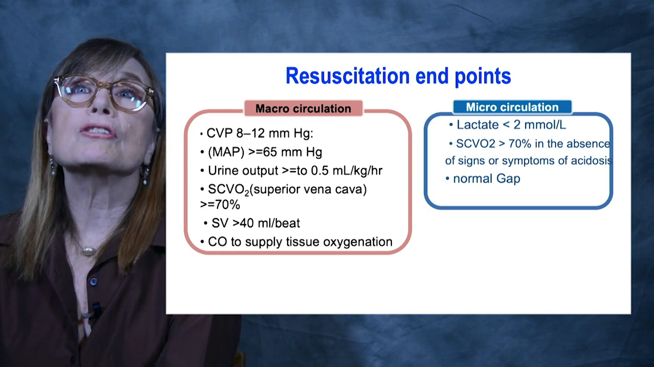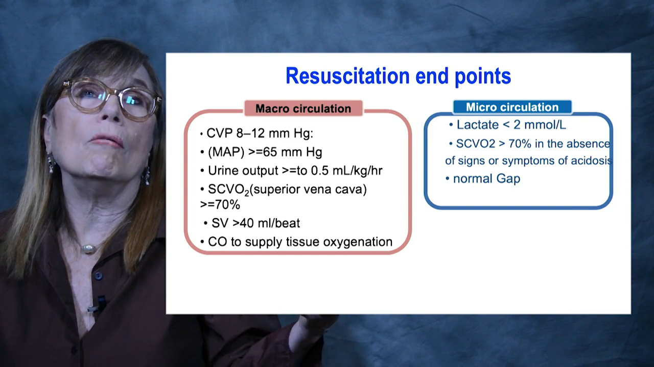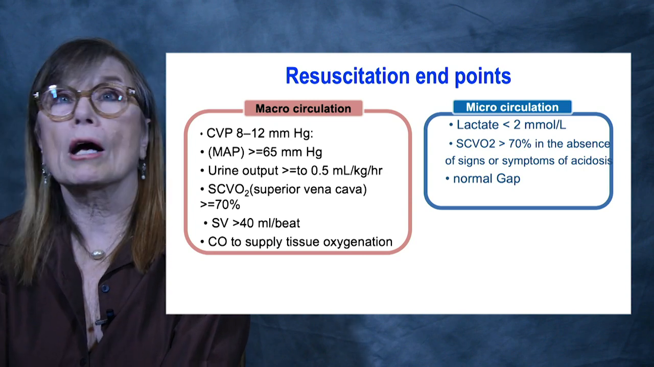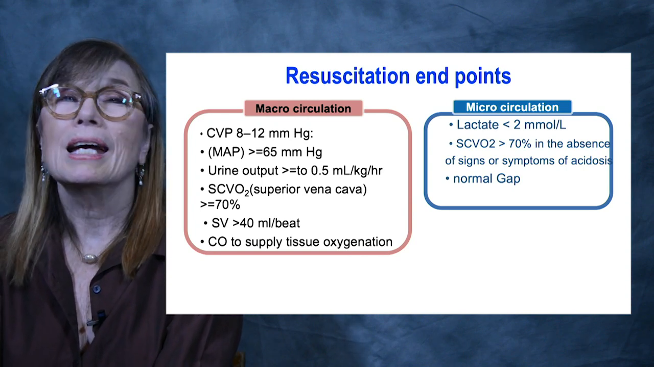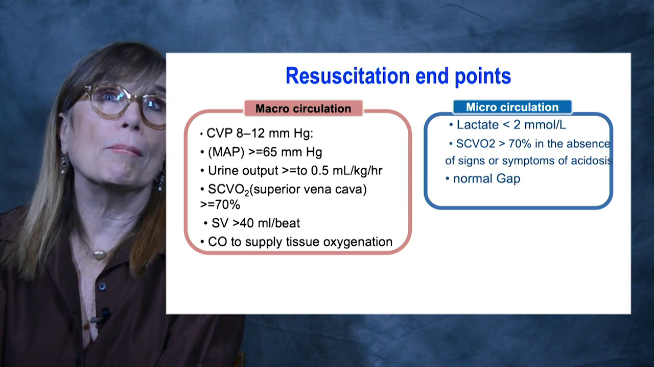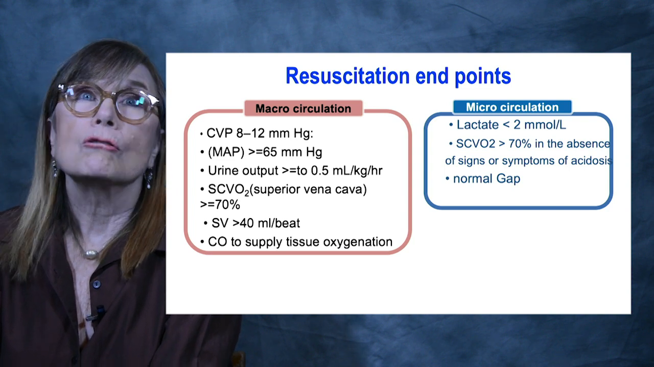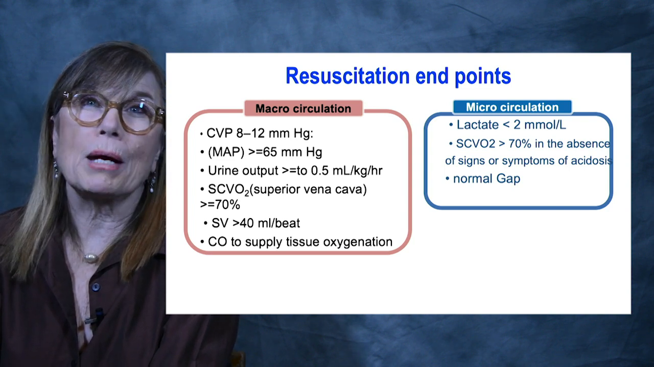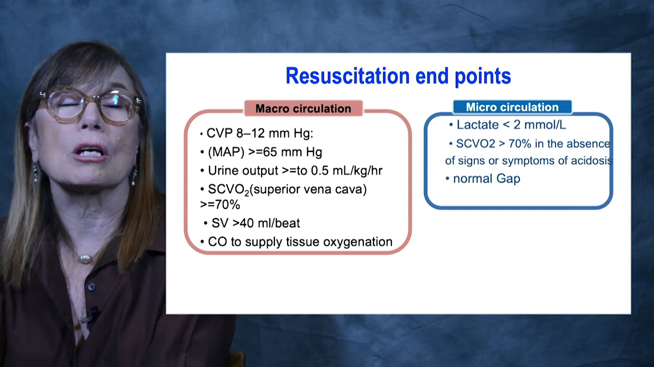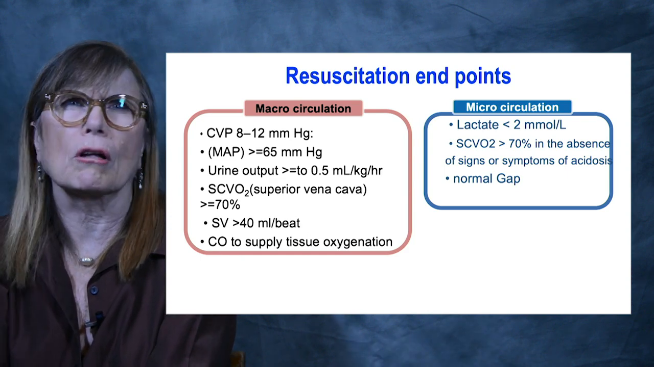So our resuscitation endpoints are generally this: get the CVP to 8 to 12 by giving volume. If your patient's on a ventilator, 12 to 15. Always try to achieve a MAP greater than 65. Get that urine output up to 0.5 mLs per kg per hour. If you are monitoring SvO2 or ScvO2, try to get that to 70%. Stroke volume to greater than 40 mLs per beat, and a cardiac output, stroke volume times heart rate, which supplies tissue oxygenation. These are the macro circulation endpoints, and they're pretty straightforward, and we've talked a lot about them.